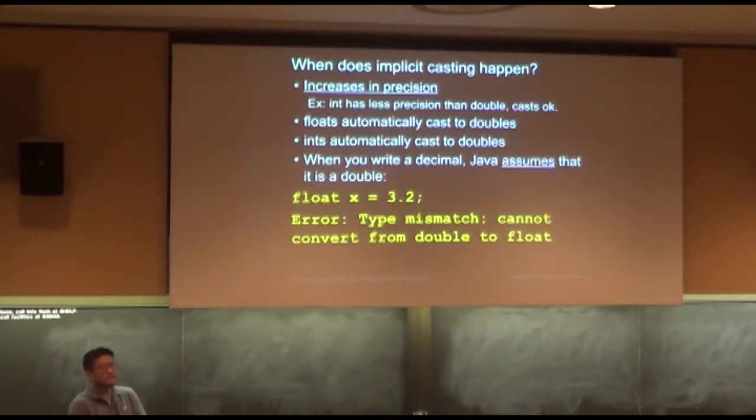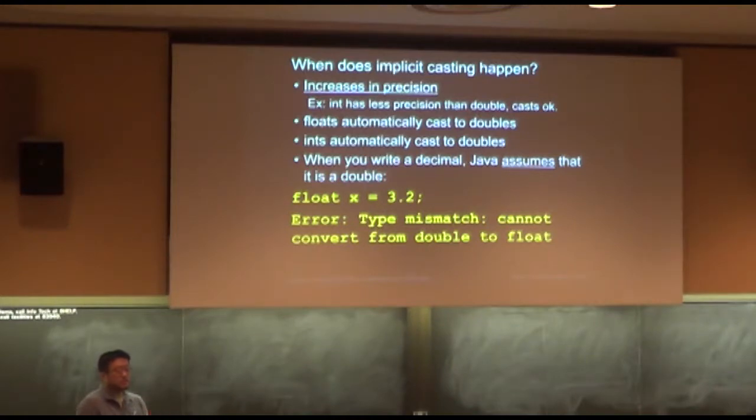Okay, so when does implicit casting happen? Implicit casting most frequently occurs when you have two numerical types of different degrees of precision. So far we have seen three different kinds of types that are numerical. We've seen integers, we've seen floating point values, and we've seen doubles. Integers have the least degree of precision because they don't store anything to the right of the decimal point. Floating point values store some values to the right of the decimal point. Doubles store twice as many values to the right of the decimal point.